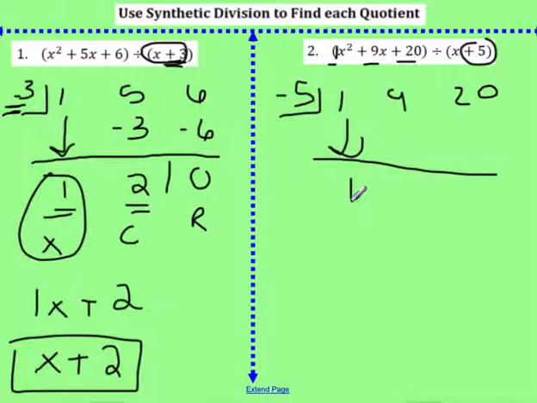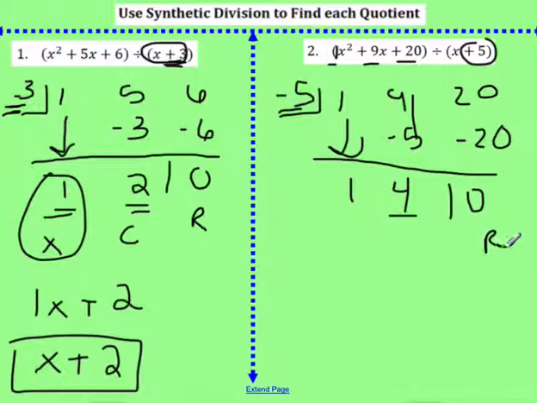1 times negative 5 is negative 5. 9 plus negative 5, so now we're adding. When you do the columns, you add. 9 plus negative 5 is going to be 4. And then you're going to take 4 times, so now we're going to multiply bottom to top. 4 times negative 5 is negative 20, and now we're going to add down the columns and get 0.